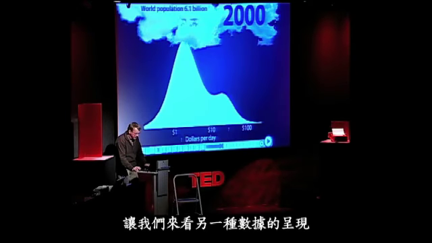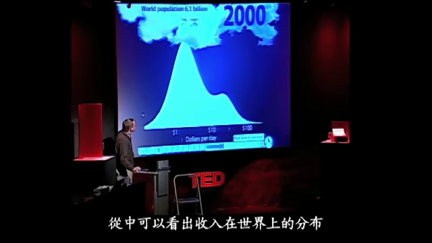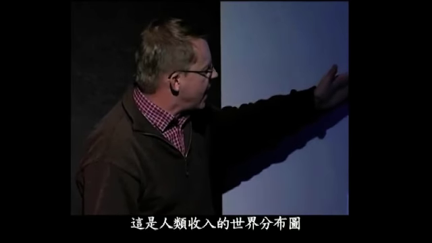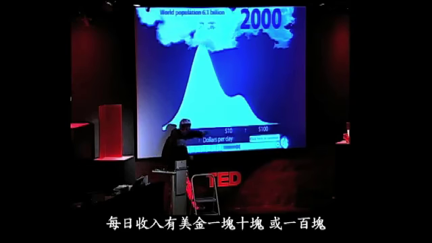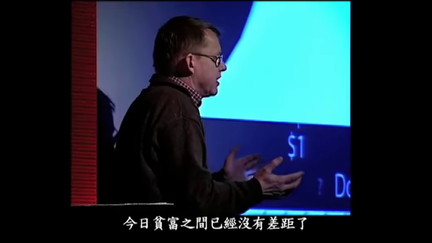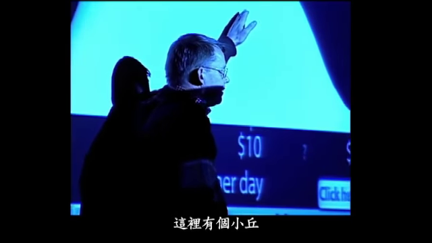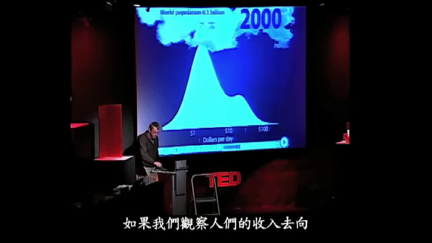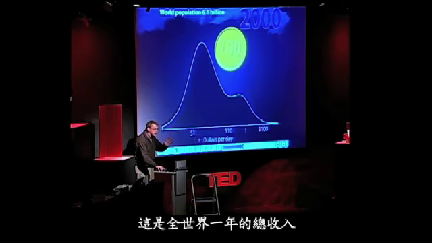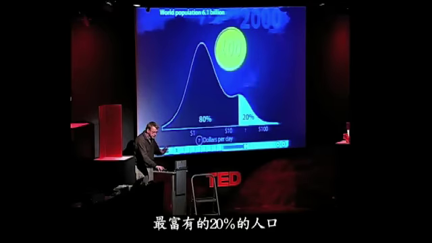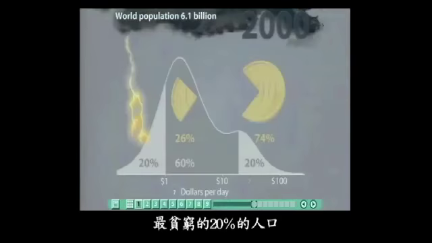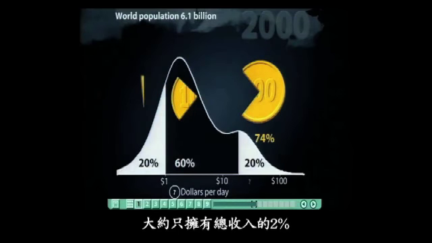So let's move over to another way here in which we could display the distribution in the world of the income. This is the world distribution of income of people. $1, $10, or $100 per day. There's no gap between rich and poor any longer. This is a myth. There's a little hump here. But there are people all the way. And if we look where the income ends up, this is 100% of world's annual income. And the richest 20%, they take out of that about 74%. And the poorest 20%, they take about 2%.